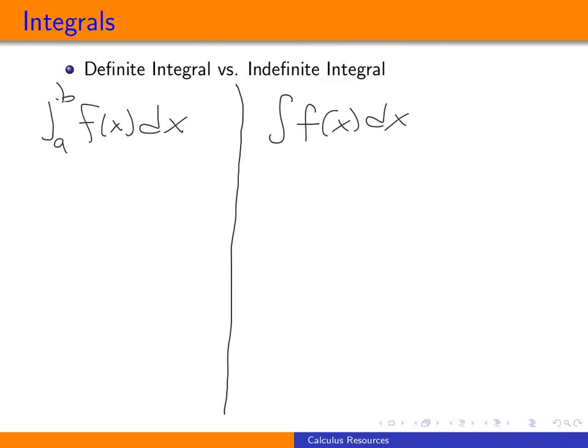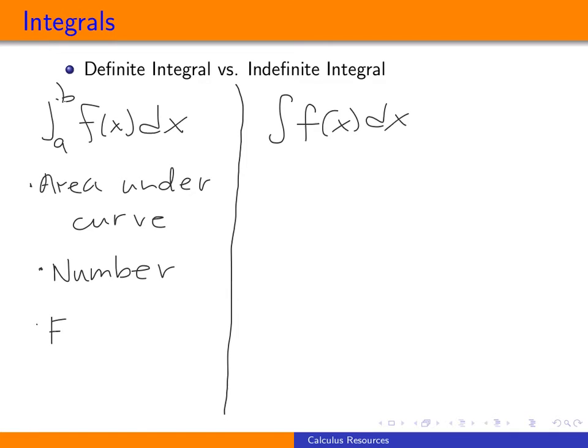When you have limits of integration, then we know that this is the area under the curve, and therefore it must be some sort of number because it's representing area. So it's a number. And that number, if we can apply the fundamental theorem of calculus, then we know that that's the antiderivative evaluated at b minus the antiderivative evaluated at a.